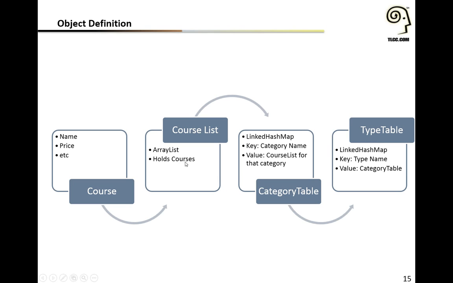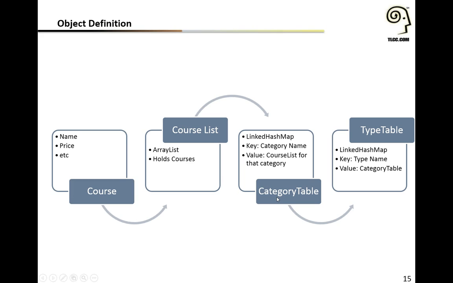and then that course list object I put into a category table, and for the category table I decided to use a linked HashMap Java object. The reason I did that is because those can have a key value pair. So I can say, give me all the XPages courses, and the value will be the courses list for that XPages category. So it makes it easy to get a certain category by using the key, and it will return the value. And again, the value would be a courses list of courses.